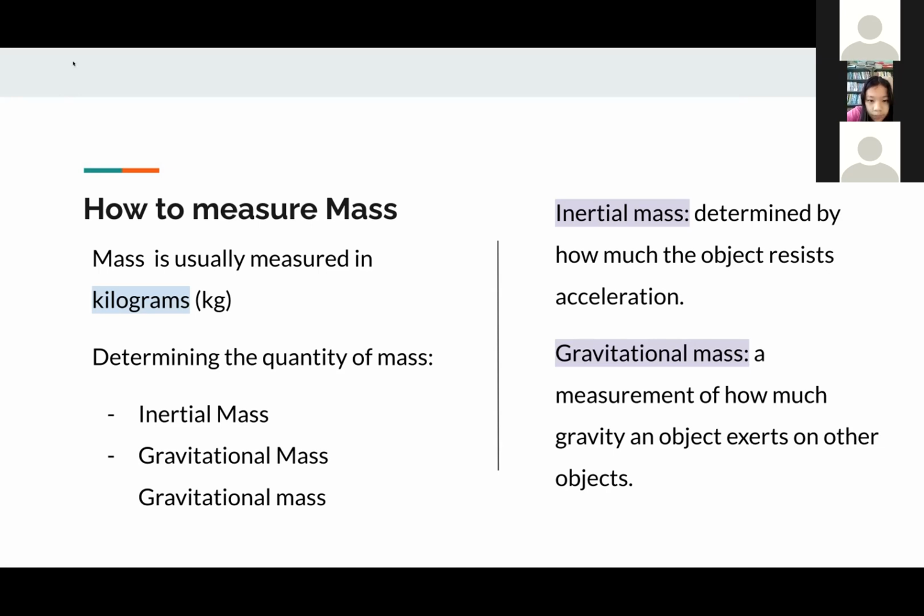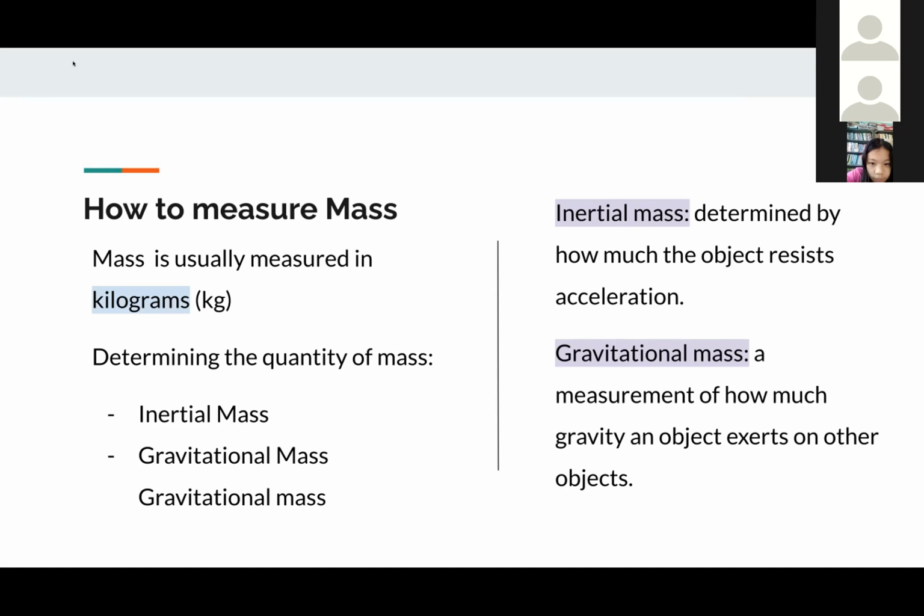So let's say if you push two objects under the same conditions with the same amount of force, the object with a lower mass will basically accelerate faster. And then gravitational mass is basically objects that exert gravity on each other. It can also be a measurement of how much gravity an object experiences from another object.